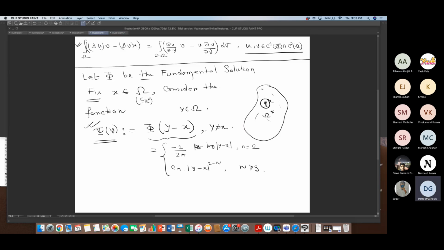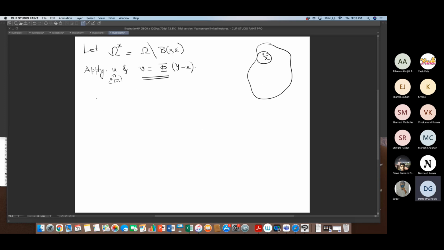Now apply this formula here. So what will be that formula? Integration over omega star of Laplacian u(y). This u is any C2 function on omega closure. We will see later what happens if you solve that PDE. First of all, for any C2 functions u and v, in particular, I have only chosen v to be this. Okay, see the magic.